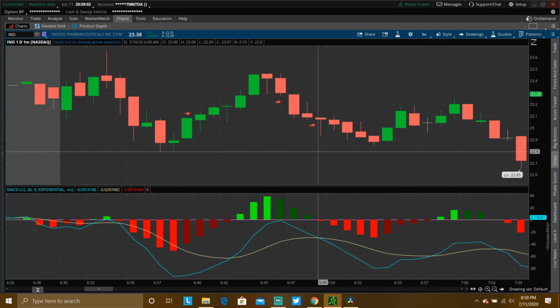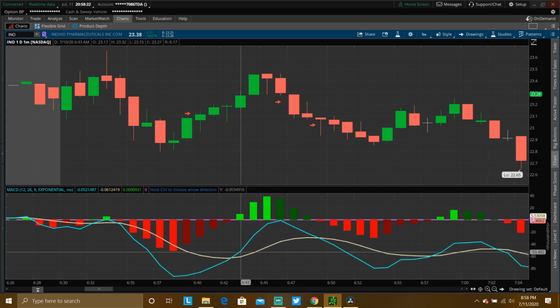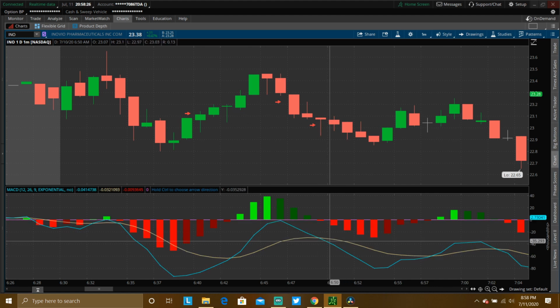So the stock you're using this on is also quite important, especially if it's a stock that moves a lot, like I&O. You'll see that the MACD line is simply too fast for the signal line, and the buy and sell signals that you get are not going to be very accurate.